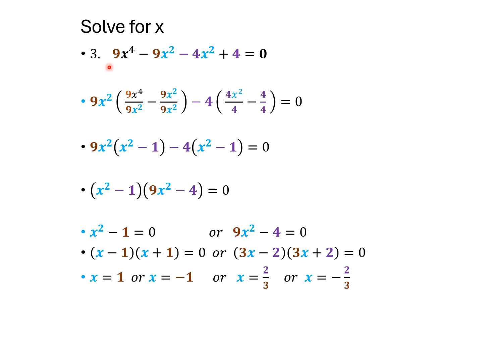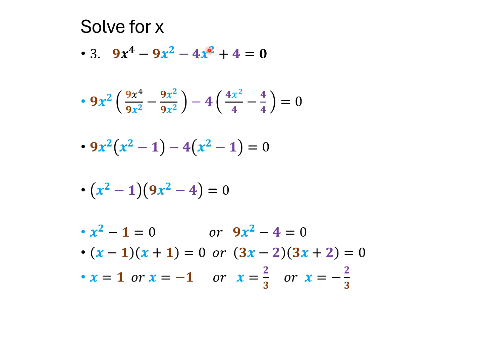Right, now solve for x. Number 3, we have 9x⁴ minus 9x² minus 4x² plus 4 equals 0. Again, how many terms do I have? 4 terms. Because I have an even set of terms, I'm going to group them into twos. For those first two terms, what is common? There you can see there's a 9 and a 9. But x squared can go into itself and it can go into x⁴. So I take out 9x² as a common factor. So that becomes 9x⁴ divided by 9x² minus 9x² divided by 9x².